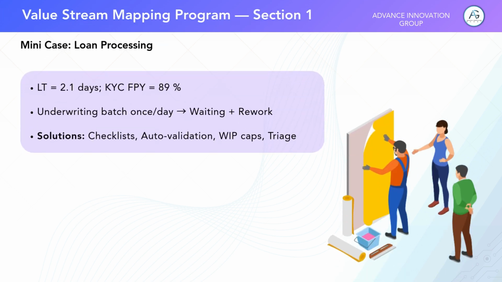This mini case shows a value stream mapping example in loan processing. The total lead time is 2.1 days, and the KYC first pass yield is 89%, meaning there's rework in 11% of cases. Underwriting happens only once per day, which causes waiting and rework due to batch processing. Possible improvements include using checklists to reduce errors, auto-validation to avoid manual mistakes, WIP limits to control workload, and triage to prioritize urgent or complex cases. These steps help improve flow and reduce turnaround time.